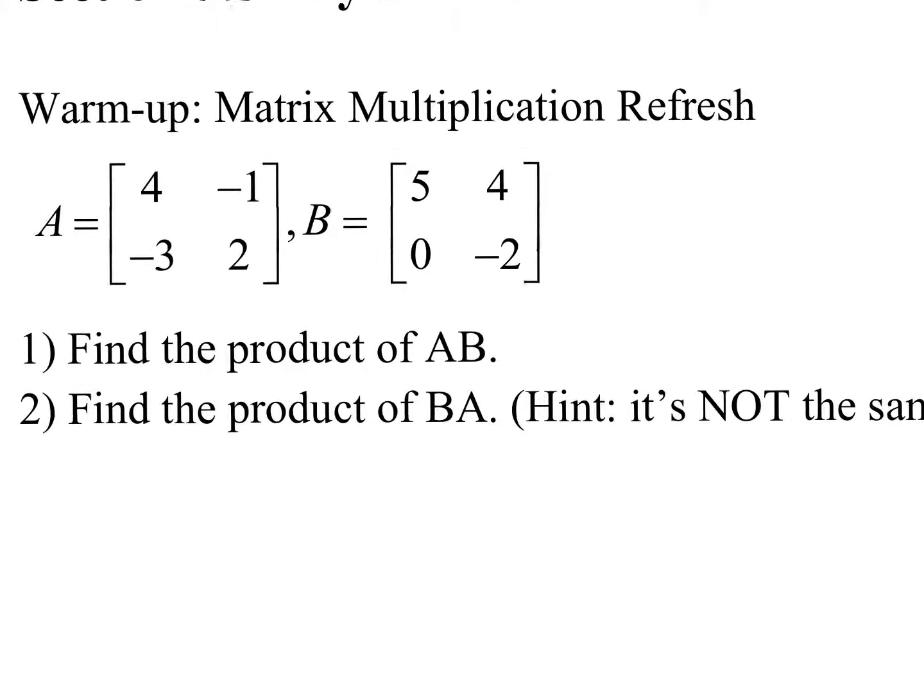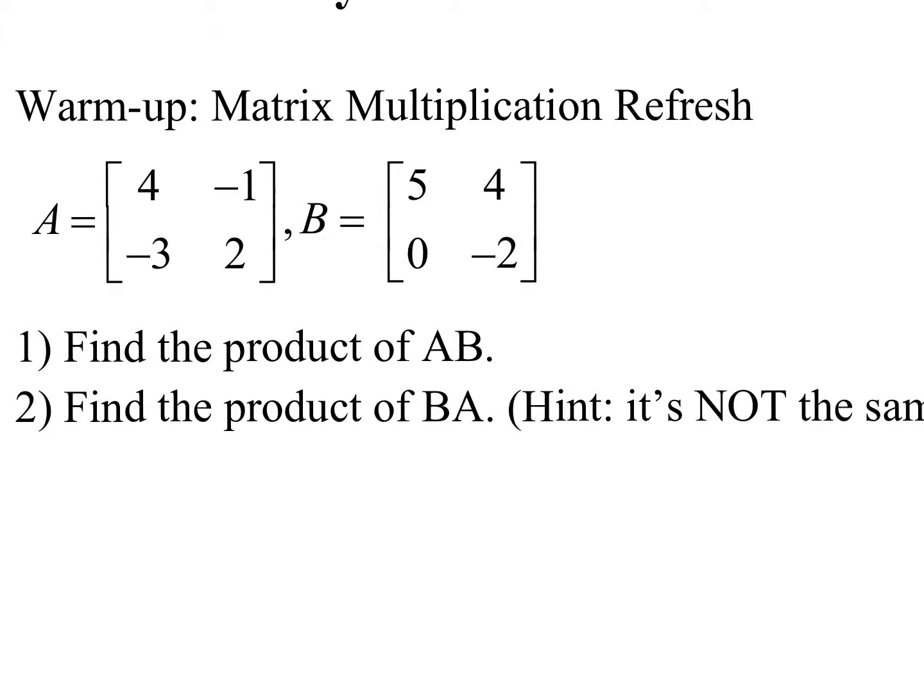So I'm going to first do AB. Remember, we're always going across, down. So I'm doing the first number times the first number, which is 20, plus -1 times 0 is 0. That's going to give me 20. Now I'm going to go across and down the second column. First number times first number is 16, plus -1 times -2 is 2. 16 plus 2 is 18.